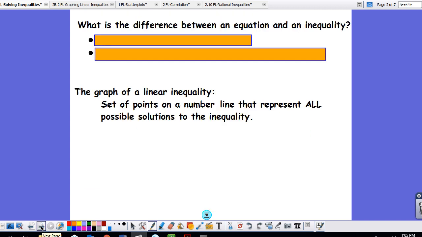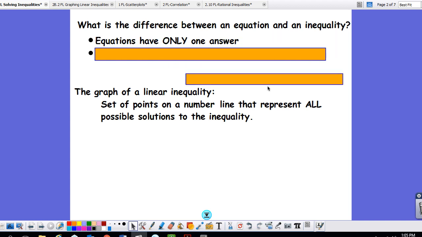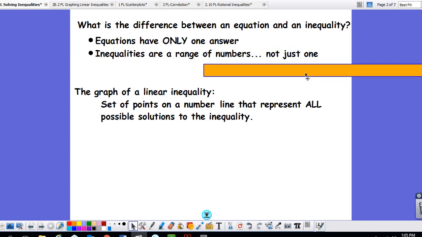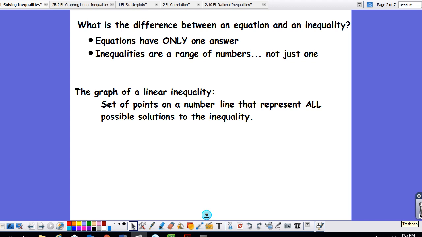This unit we're going to start solving some inequalities. So we need to know the difference between an equation and an inequality. One of them is that an equation has only one answer, typically, and inequalities have a range of numbers as their solution, not just one.